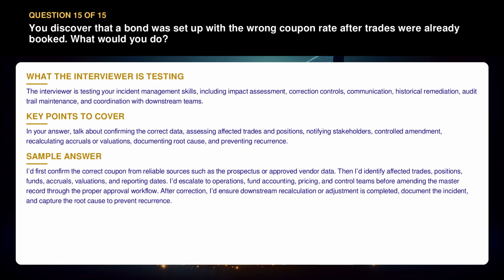I'd first confirm the correct coupon from reliable sources such as the prospectus or approved vendor data. Then I'd identify affected trades, positions, funds, accruals, valuations, and reporting dates. I'd escalate to operations, fund accounting, pricing, and control teams before amending the master record through the proper approval workflow. After correction, I'd ensure downstream recalculation or adjustment is completed. Document the incident and capture the root cause to prevent recurrence.